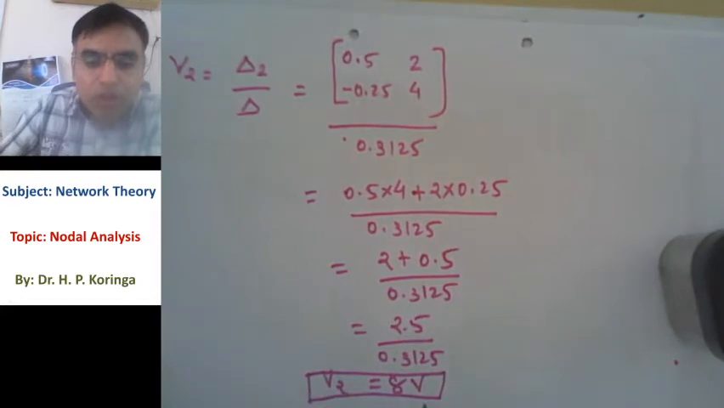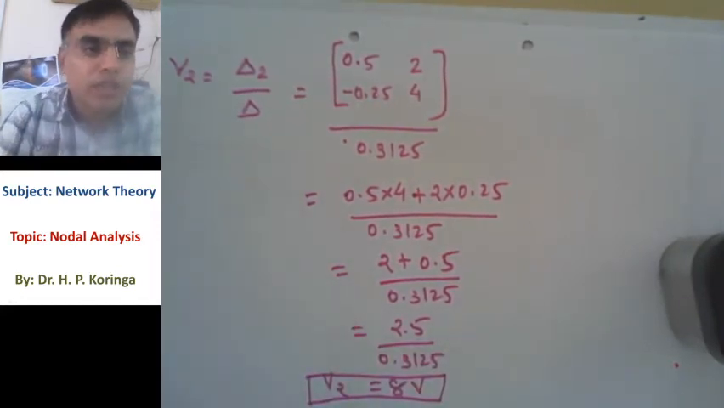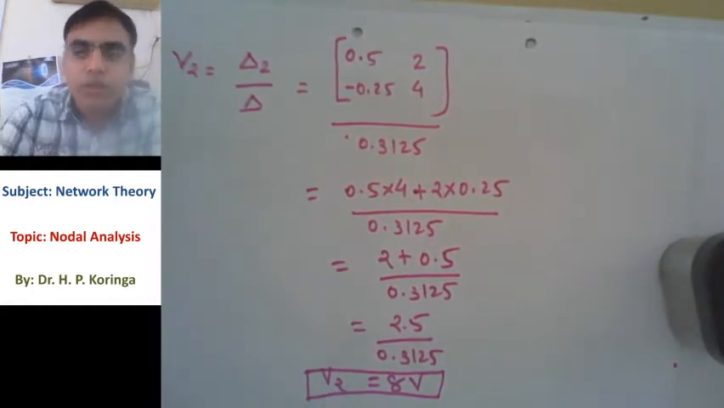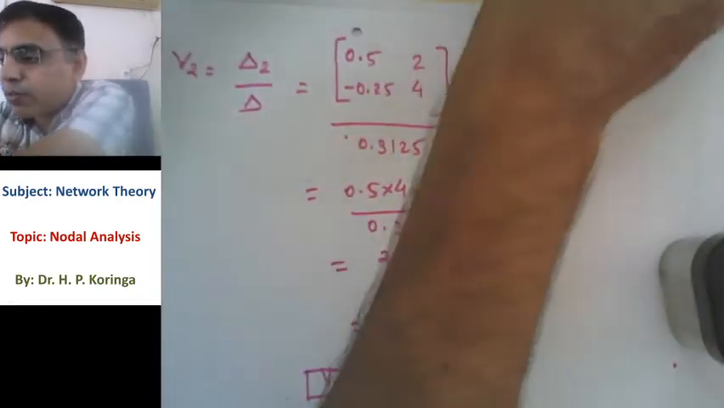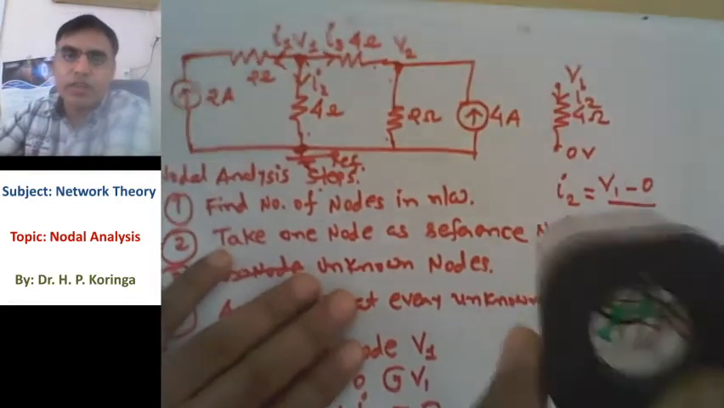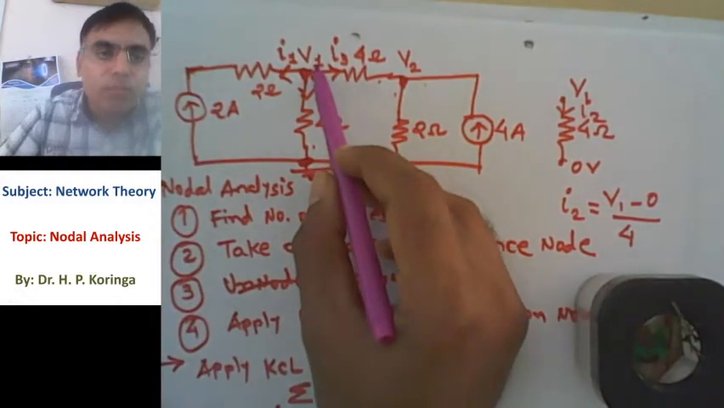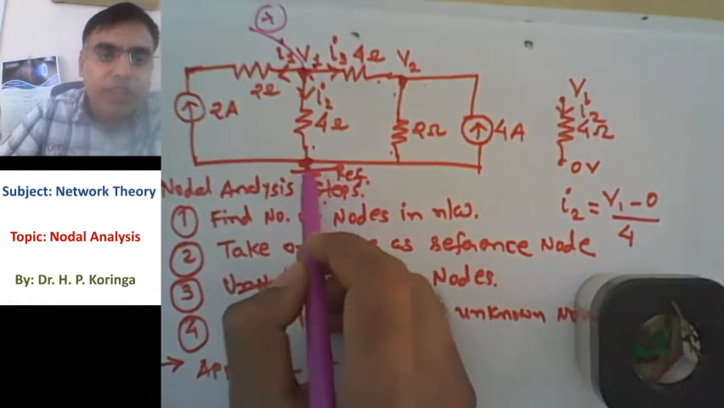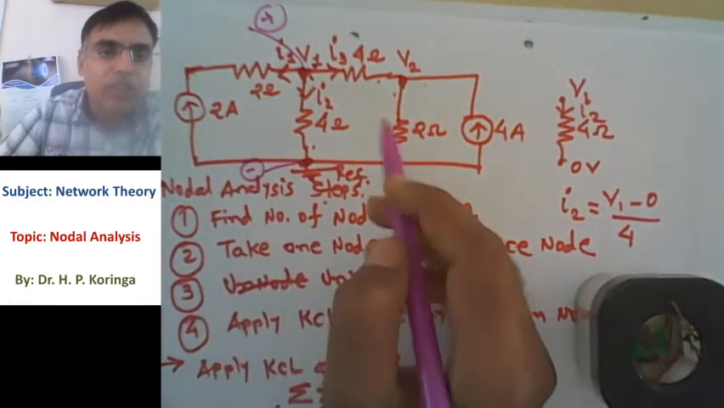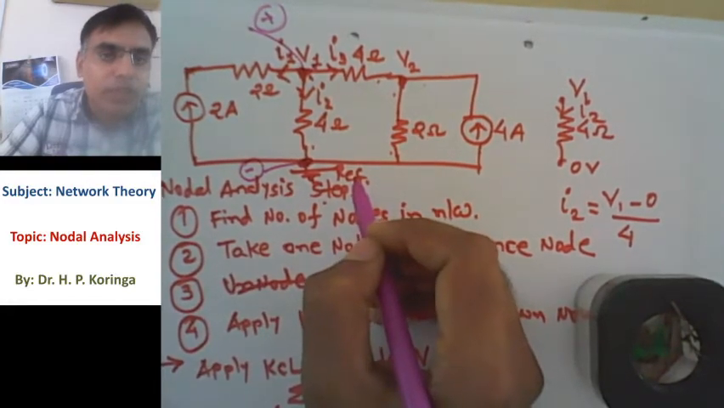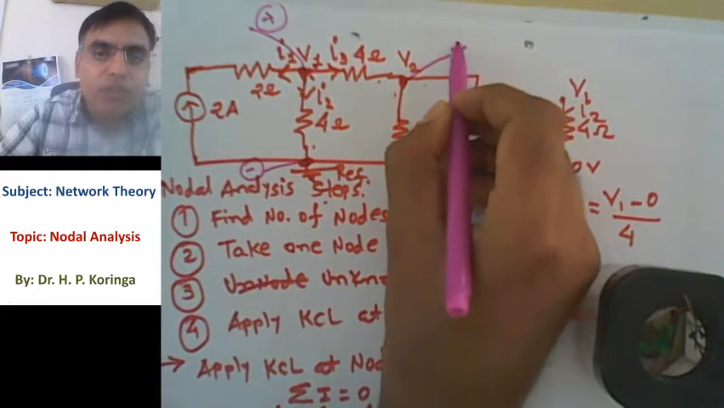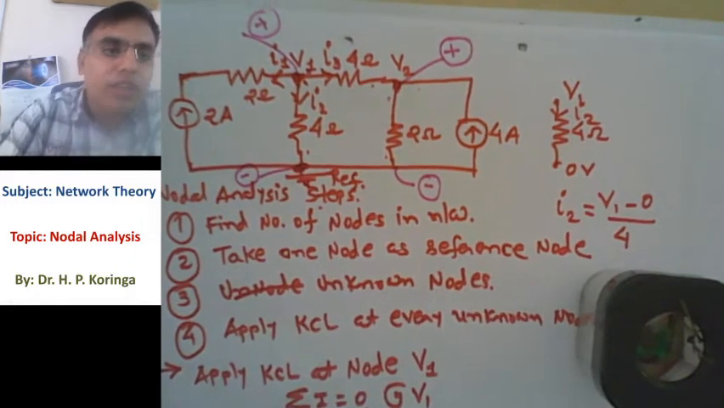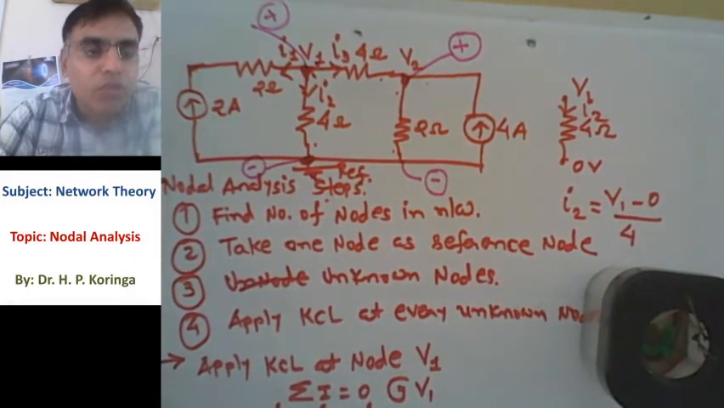So for both the unknown node voltages of the network, the answer is 8 volt, and this 8 volt is with respect to our reference node. In this network, if you keep the multimeter positive here and the negative here, then we'll get the multimeter answer of 8, and here is also 8 volts. So when you keep the positive of the multimeter here and the negative here, this network will give us the answer equal to 8 volt.